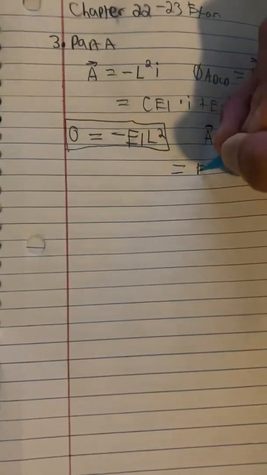For x equals 0, and then for x equals L, it will be A equals plus L squared i, and then E times A, which equals E1 i plus E2 j times L squared i, which will equal E1 L squared, which will be there for L.